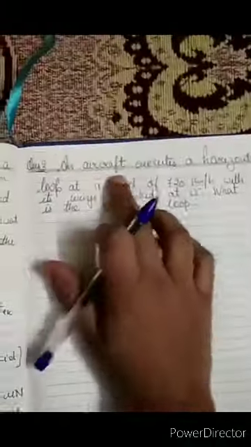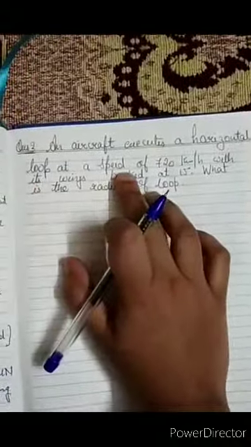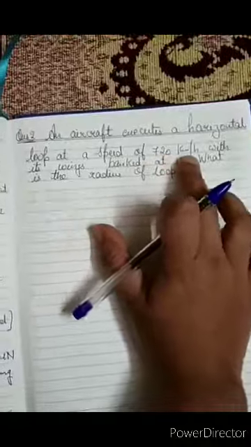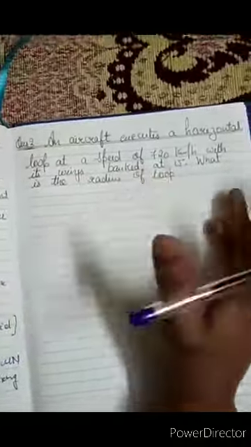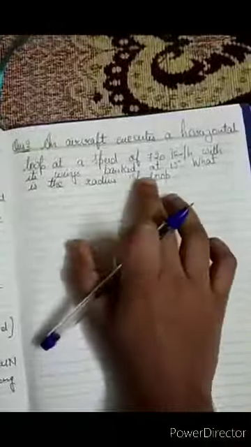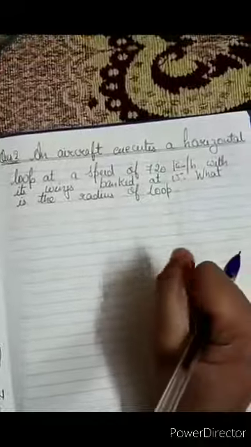Okay, now next question. An aircraft executes a horizontal loop at a speed of 720 km per hour with its wings banked. Now this is the banked question. Banked at 15 degree. What is the radius of the loop? Now they have asked about radius.